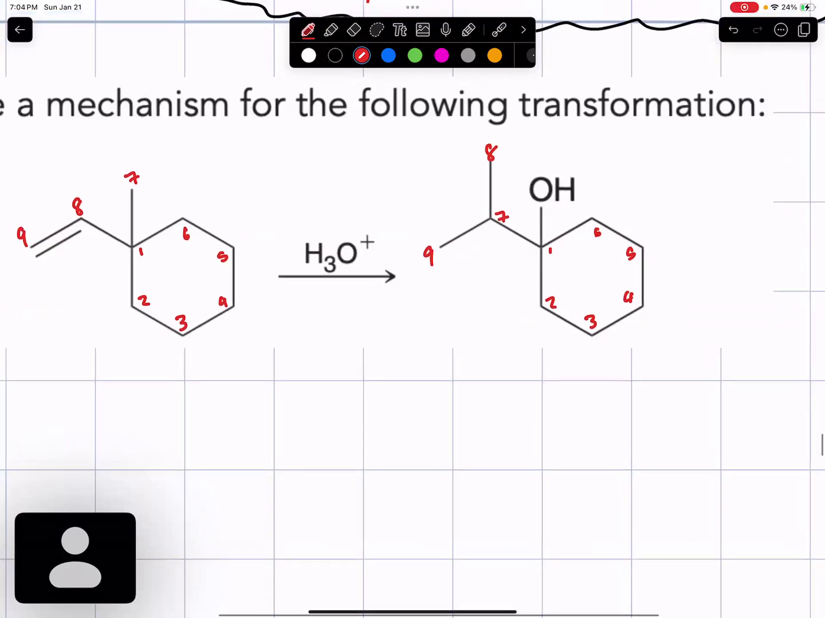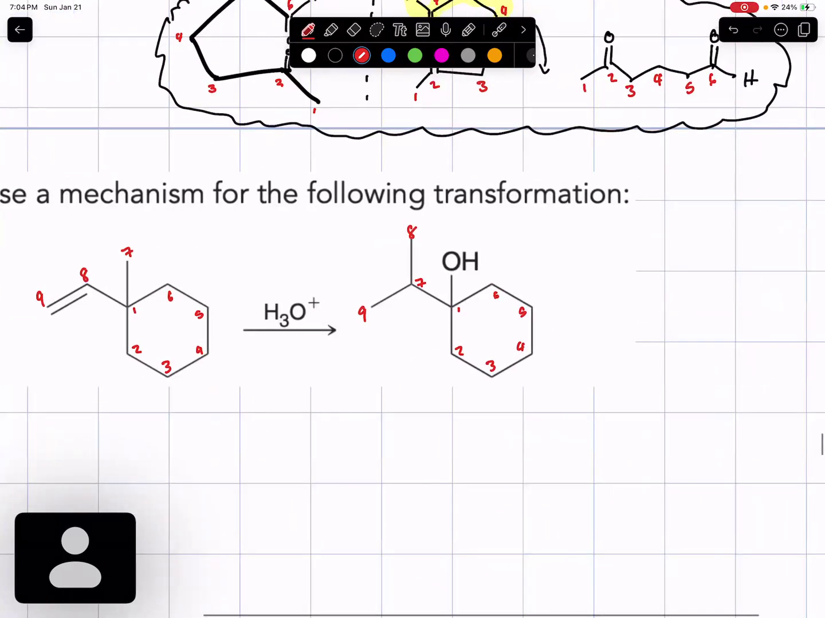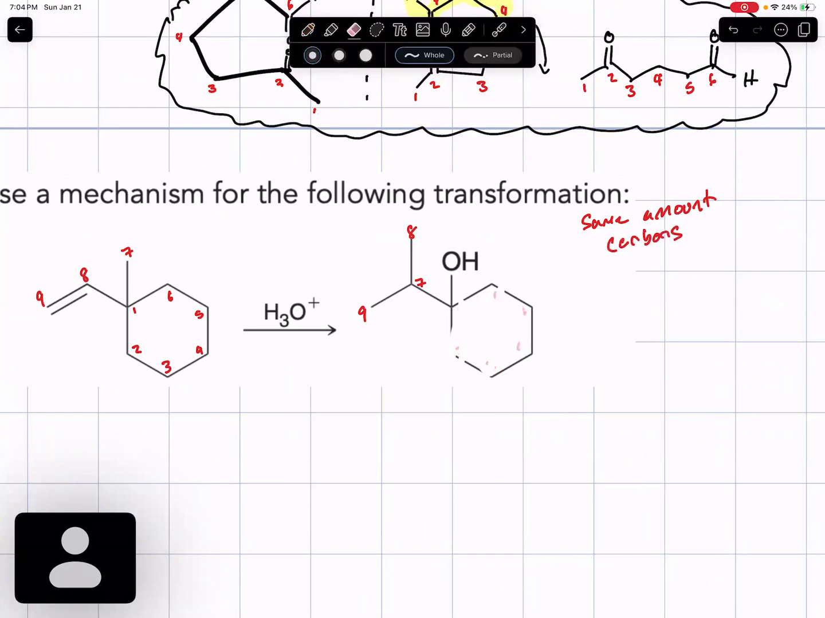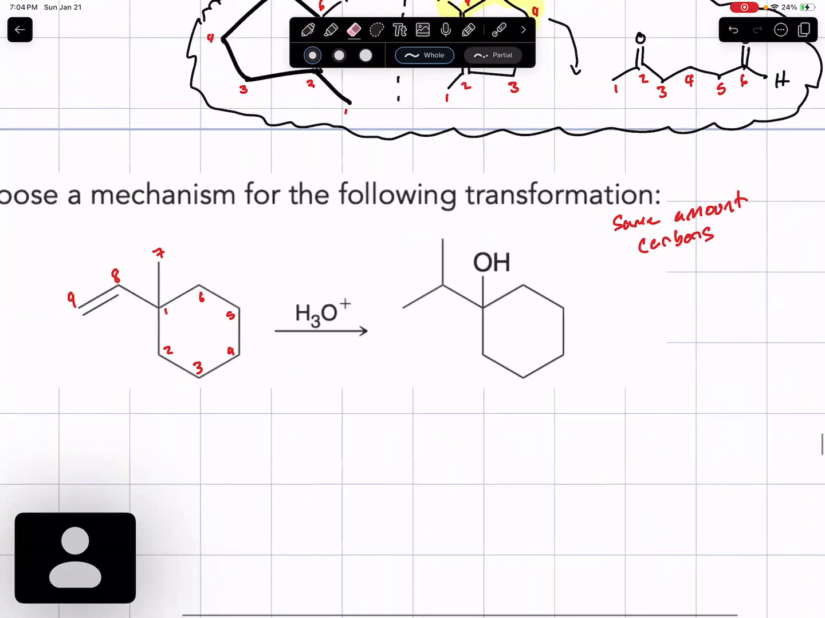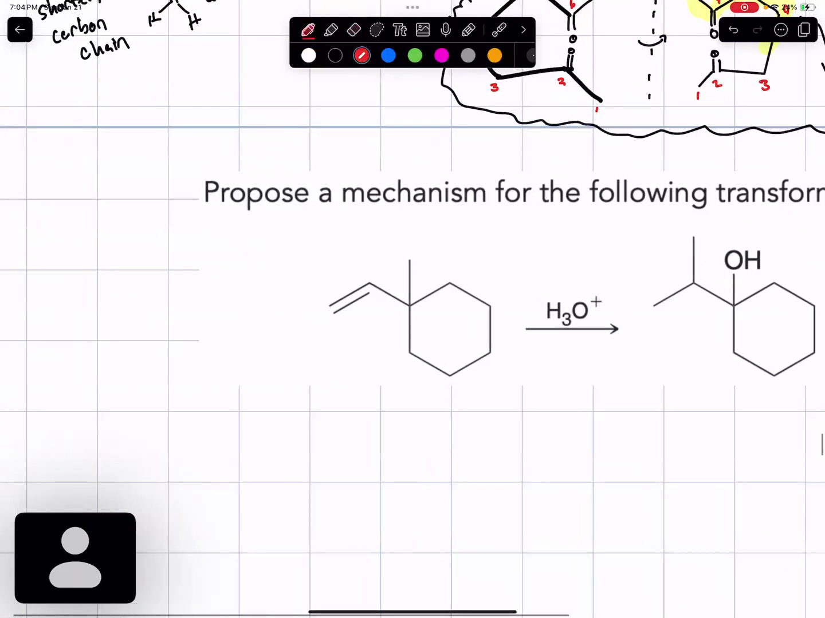Have we extended the carbon chain? No, right? So we have the same amount of carbons in our reactant and in our product, okay? So we know that we're not extending the carbon chain. That's a good first step. So we know that the alkene is leaving. Okay, how are we making that alkene leave?